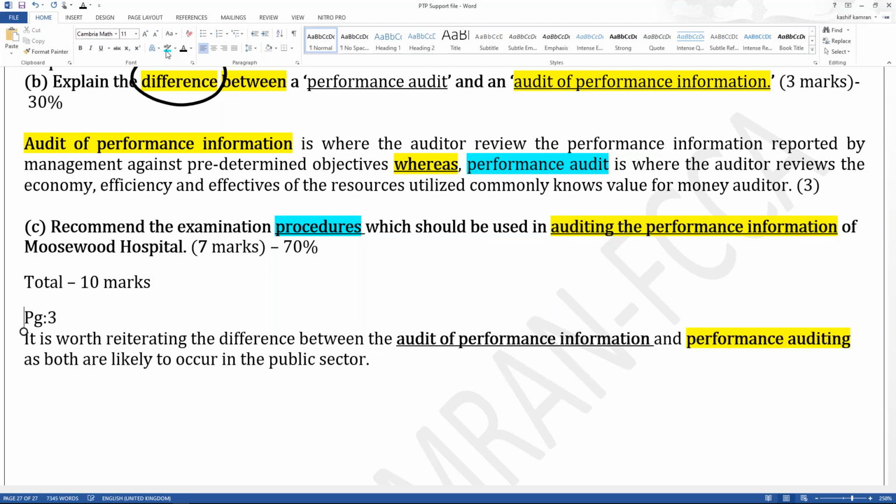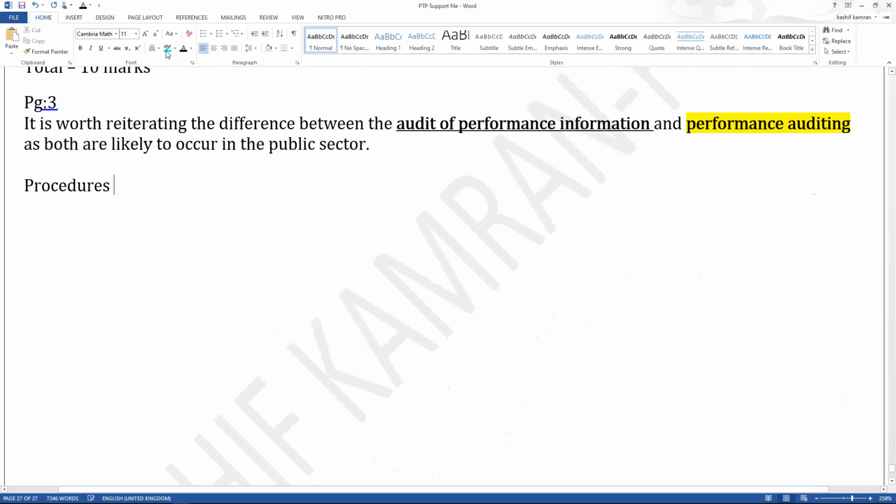Now for the procedures, what you need to do, anywhere, wherever you are applying procedures in AAA paper, you need to apply procedures versus case. Your procedures have to be case specific. If your procedures are case specific, you are writing a good procedure. But if your procedures are not case specific, you're writing bad procedures. Every procedure should be linked to a case study.